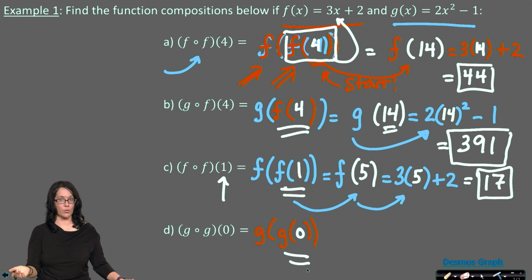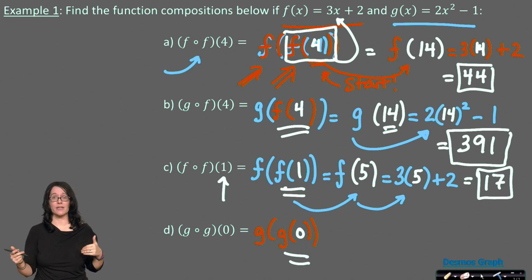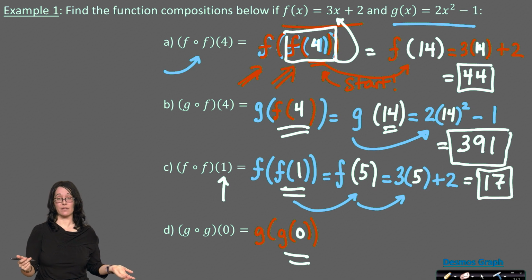Well, the g function was quadratic, right? It was 2 times x squared subtract 1. Feel free to write this out if you need to, but in your head, you would simply take 0 and square it, which is 0. Then you'd multiply 0 times the number in front, which is 2. But 0 times anything is 0. And finally, you subtract 1 from 0, which is negative 1. So that's a negative 1 for g of 0.